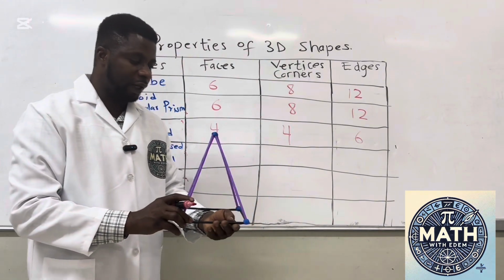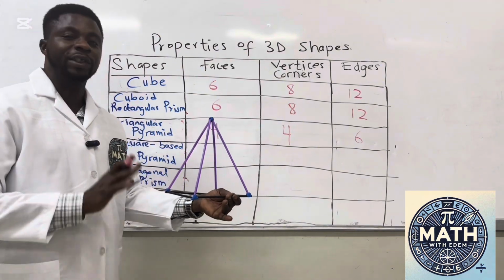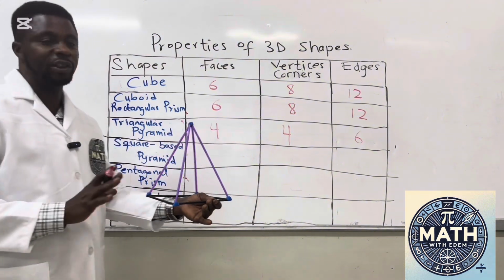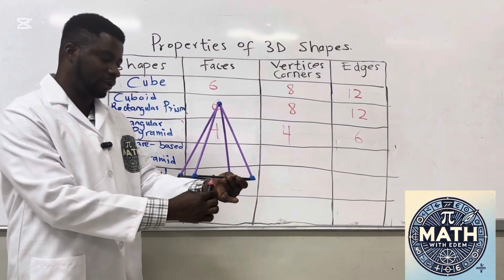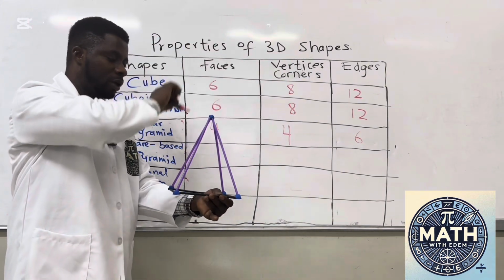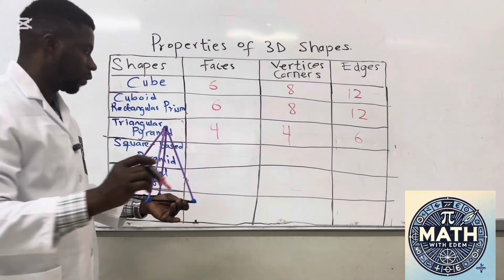Now the next one is a square-based pyramid. As you can see, this is a square-based pyramid. So we are going to count the faces together. We have 1, 2, 3, 4, and 5. So this has 5 faces.